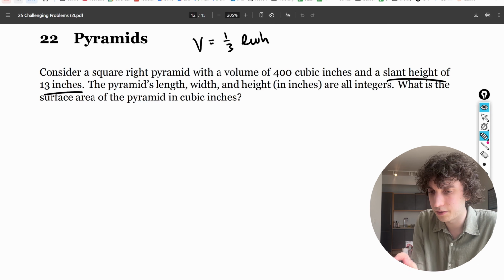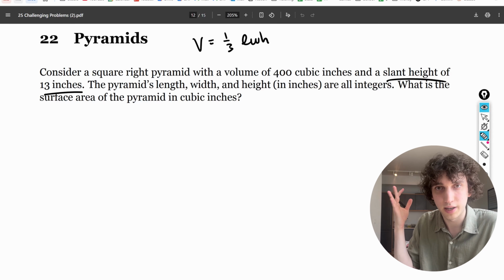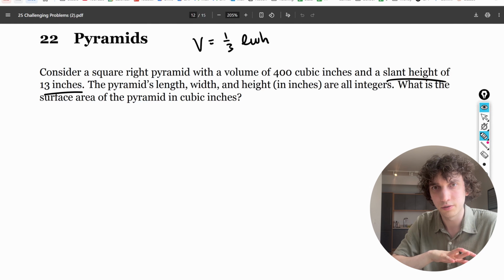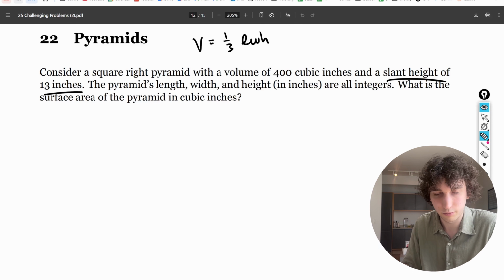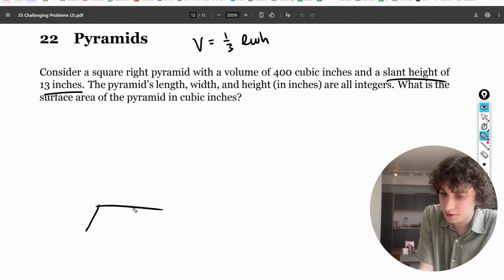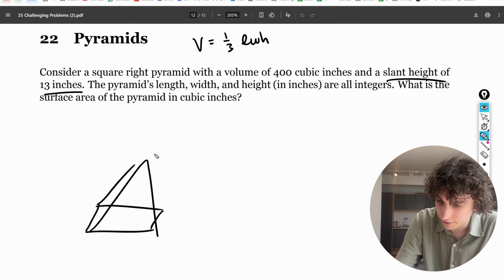And a slant height of 13 inches. If you don't know the difference between the height of a pyramid and the slant height of a pyramid, you're screwed on pyramid problems right off the bat. So pyramids look like this. They have a square base.